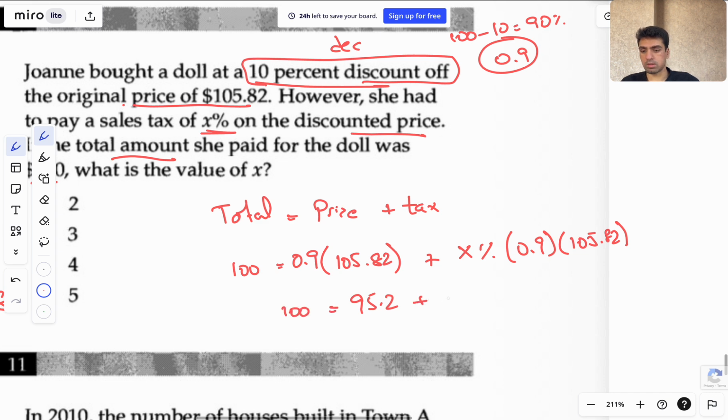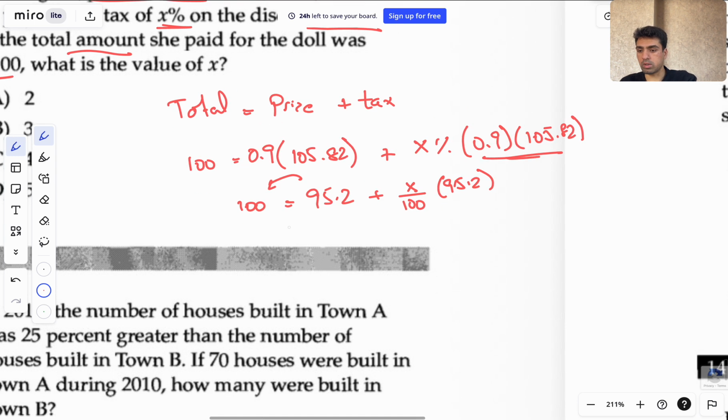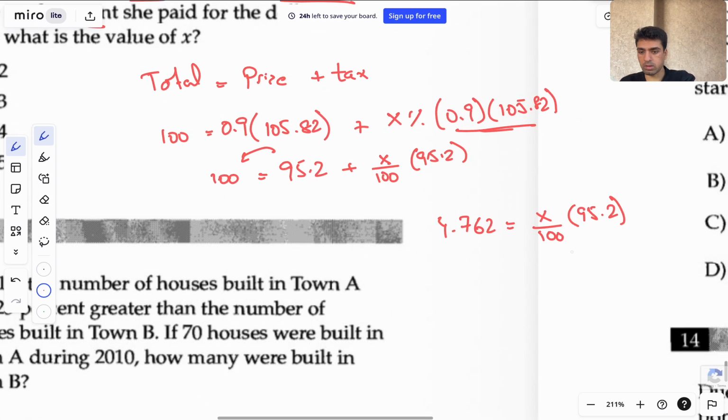plus X% means you can write it as X over 100, and then this is the same thing. So 95.2. Now we'll need to solve this, so you can take 95.2 to the other side. So 100 minus your answer, 95.2, which is 4.762 equals X over 100 times 95.2. You can then cross multiply to find X. So 100 goes up to 4.762. So that's going to be 476.2 equals X times 95.2.